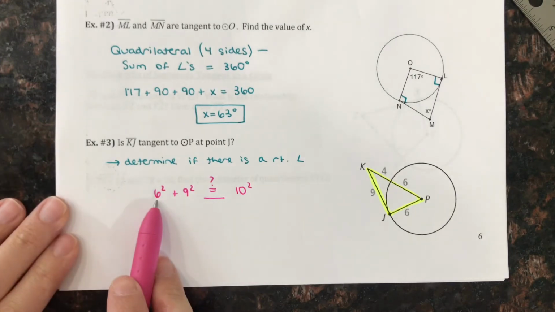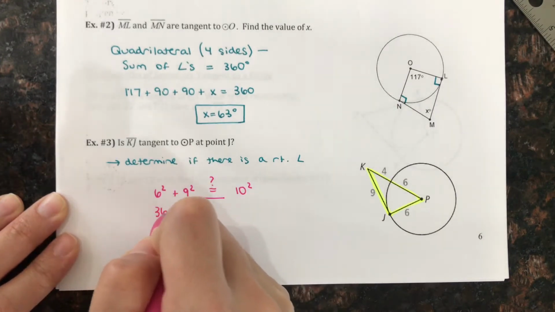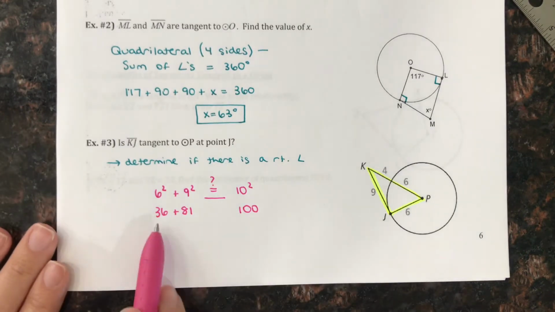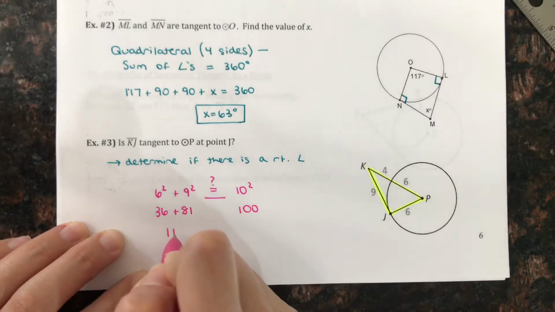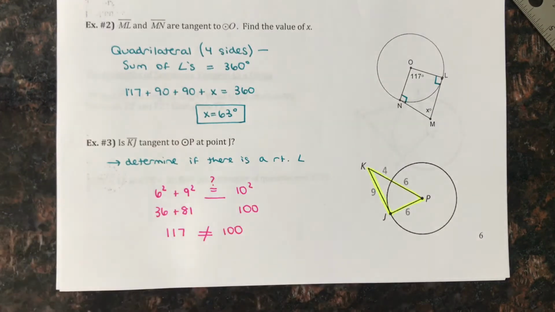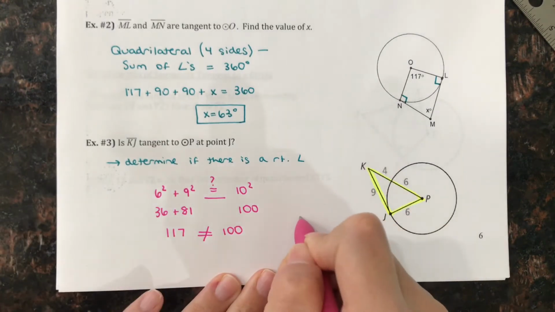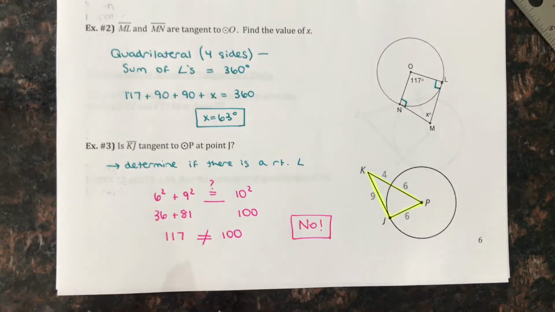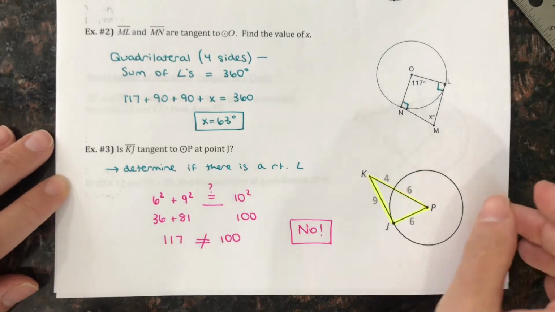Okay, now doing a little bit of addition here, we've got 36 plus 81. And adding these together, we get 117, and that is not equal to 100, which tells us that the answer is no. We do not have a right triangle, therefore, we don't have a right angle, okay? And if we don't have a right angle, that means we don't have a tangent. All right, let's go ahead and flip to the next page.